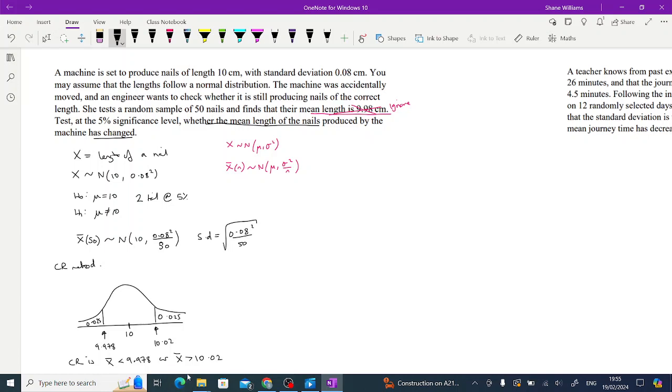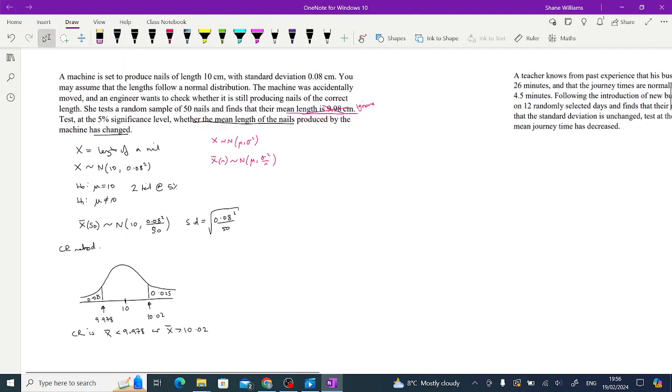Note that I've written the critical region in terms of x bar, not x, and that's because it is in terms of x bar. We're interested to know if x bar is less than 9.978, not if a single nail is less than 9.978. It wouldn't be particularly unusual to get a single nail that was shorter than 9.978. What would be unusual is to get 50 of them which had an average that was as low as 9.978. So now we've done our critical region, we've done most of the work, we've actually gained most of our marks.